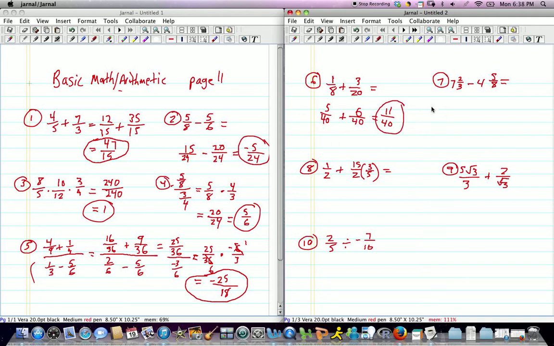Number 7, you see here we have mixed numbers. We have 7 2/3 minus 4 5/8. First thing you need to do is convert the mixed numbers into improper fractions.